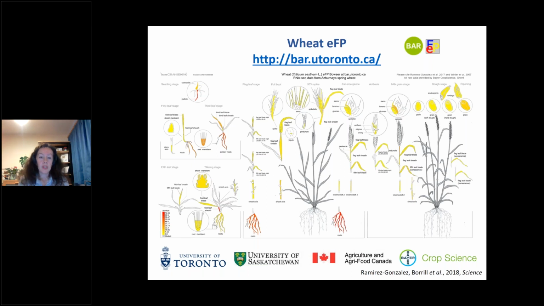And as you can see, this has 70 different tissues and time points that are illustrated here, and they're in triplicate. So if you have a favorite gene and you want to know its expression pattern rapidly in wheat, this is a really useful resource for a snapshot of the gene's expression in one wheat variety.